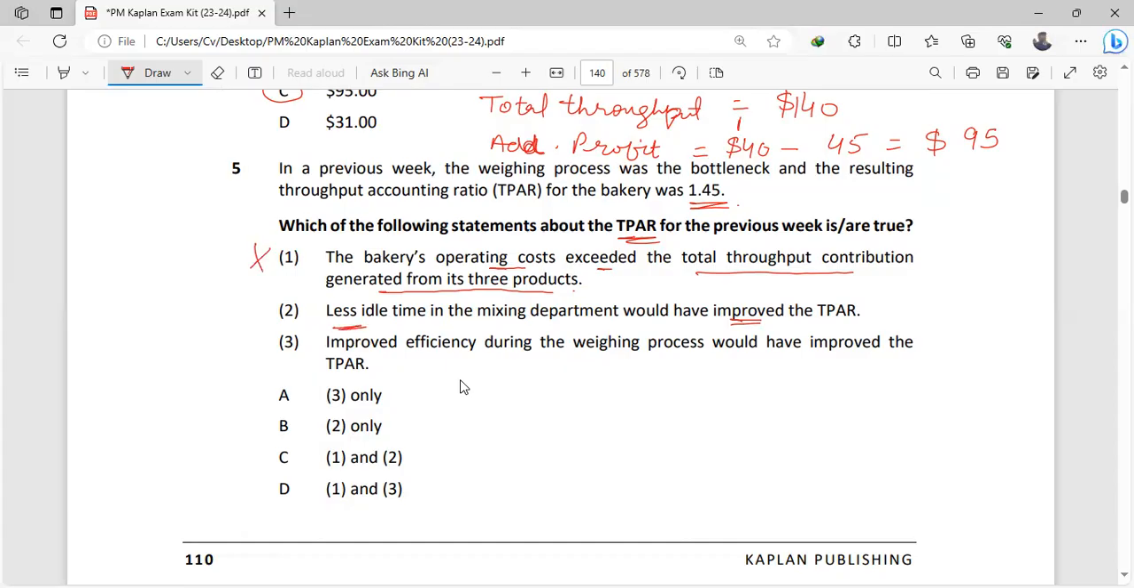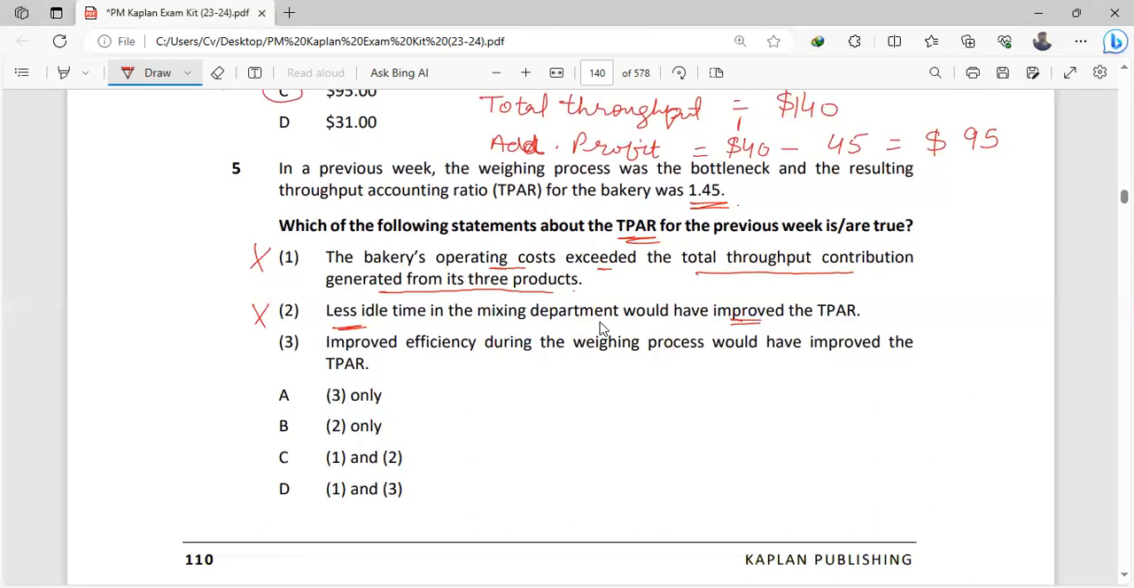Less idle time in the mixing department would have improved the throughput accounting ratio. No idle hours are provided in the question, and a reduction in idle time never improves the throughput accounting ratio, right? Throughput accounting ratio needs what? Contribution per unit, then throughput per hour, then operating cost per hour, then throughput accounting ratio, which is equal to throughput per hour divided by operating cost per hour. So there is no use of idle time.